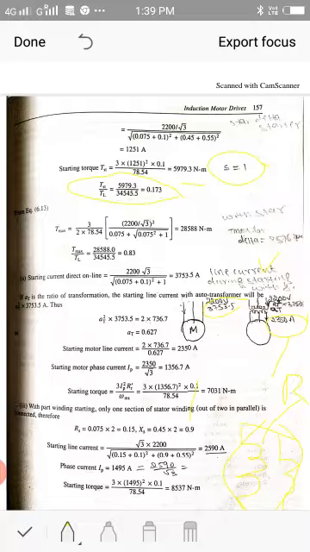In part winding, during starting only one winding is considered. Okay, and as the motor picks up the speed, another winding is then connected.